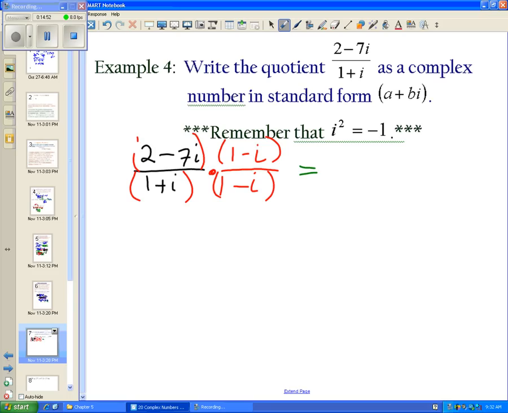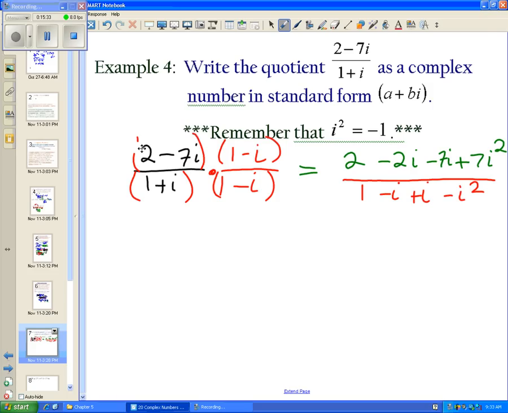The numerator, 2 times 1 in FOIL is first. Outer, 2 times negative i is negative 2i. Inner, negative 7i times 1 is negative 7i. And last, negative 7i times negative i is positive 7i squared. In my denominator, 1 times 1 is 1. 1 times negative i is negative i. Positive i times 1 is positive i. i times negative i is negative i squared.